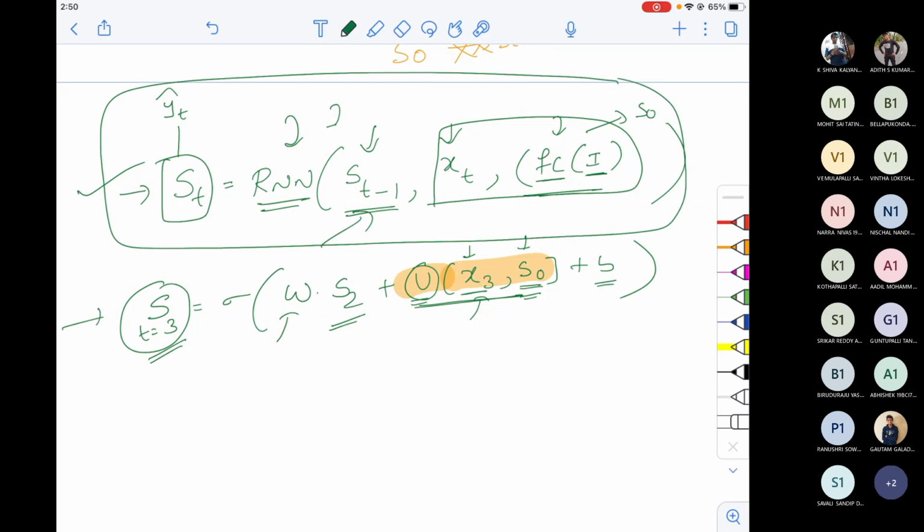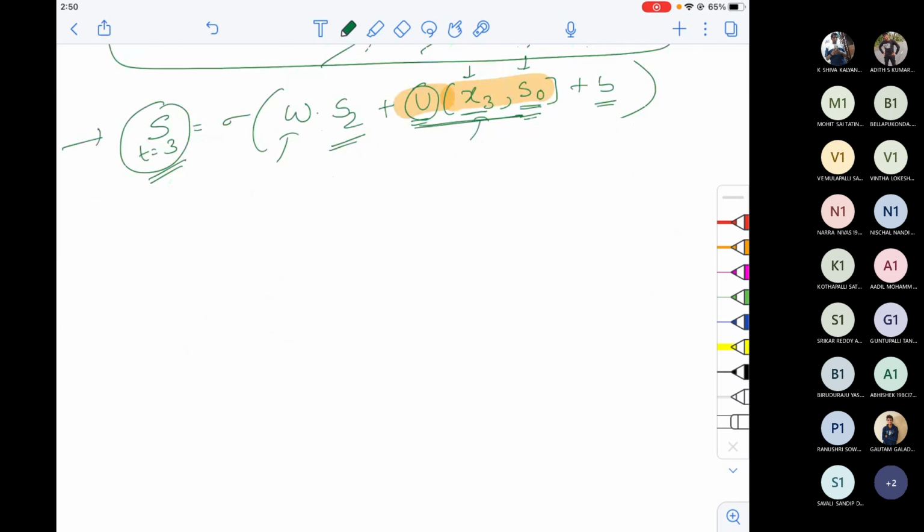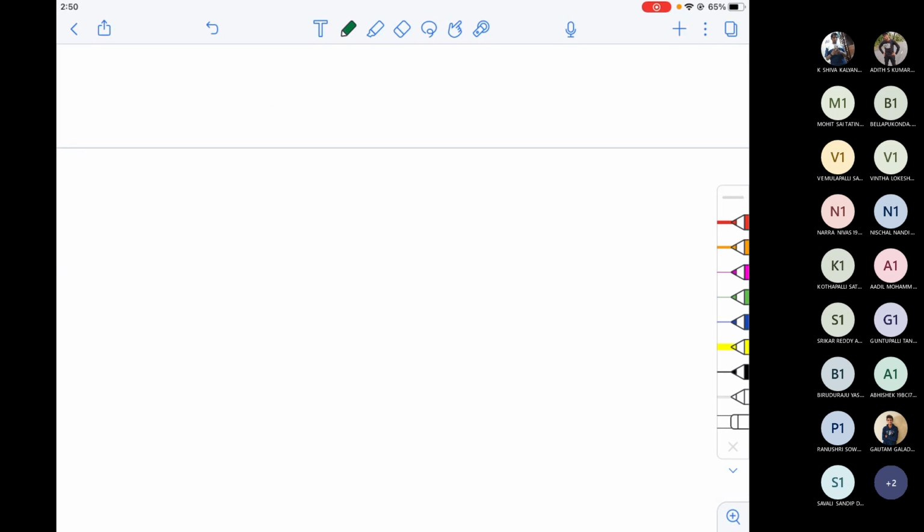So it's the same thing, S_{t-1} and X_t, and along with that we're also passing the image output, which was an abstract representation of the CNN. Okay, that's all done. But if I want to simplify this and write everything on one slide, let us see that. What is the input here? The input is the image.